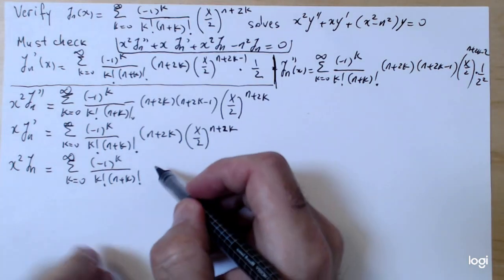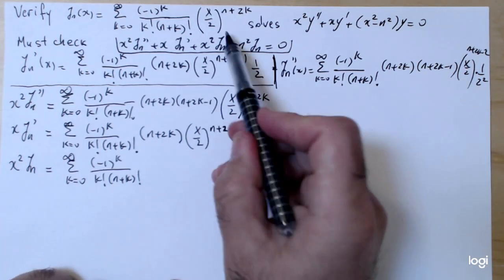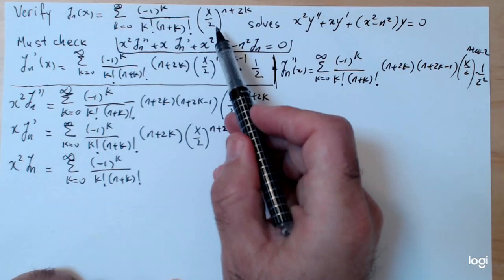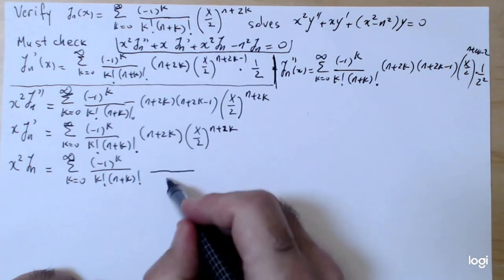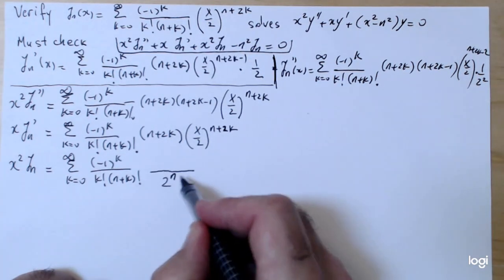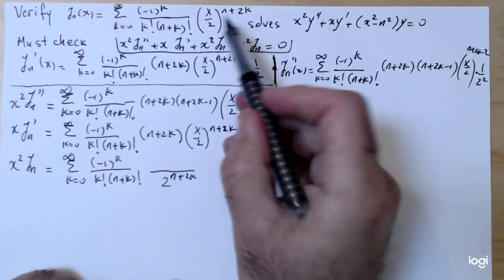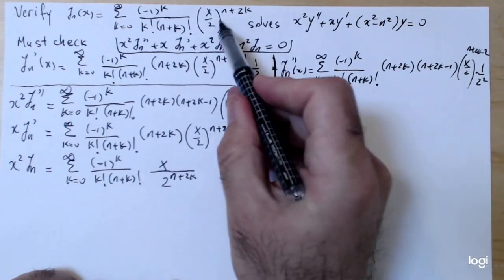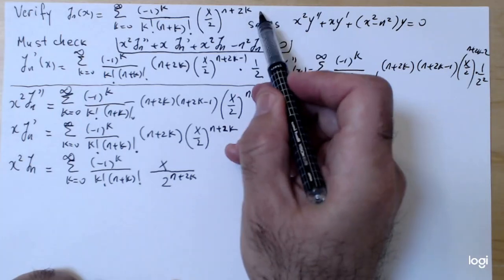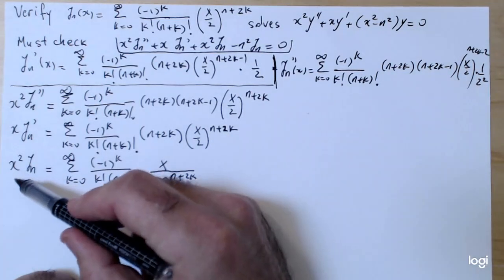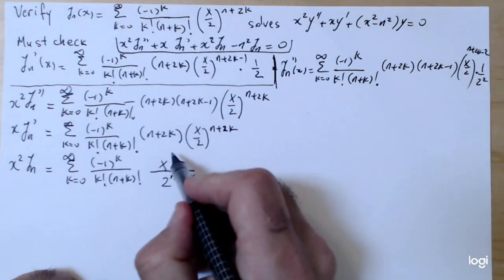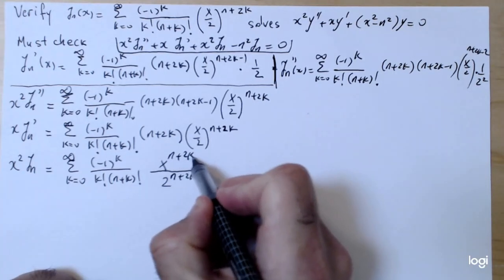And now I'm going to have to remove the 2 out of these parentheses. So over 2 to the power n plus 2k, because on the top, x to the n plus 2k, you need the extra 2 from x squared. So x squared times x to the n plus 2k now is x to the n plus 2k plus another 2.